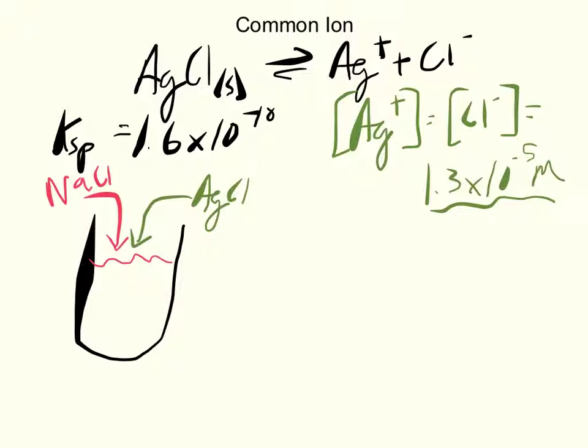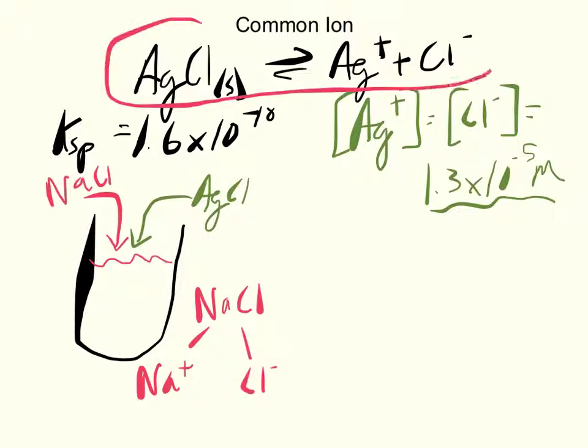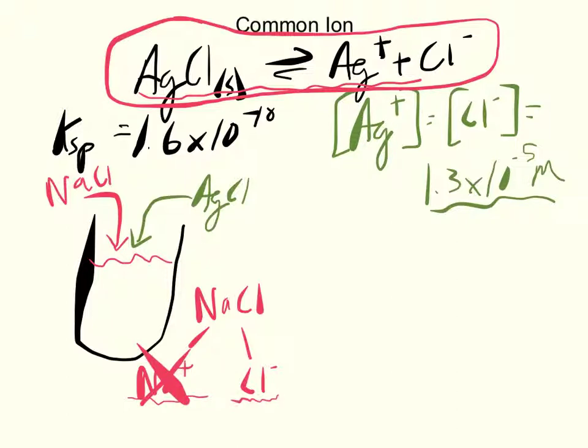What's going to happen? Well, NaCl is going to dissociate into two ions, Na+ and Cl-. Is that going to affect this equilibrium? If so, how? Well, Na+ doesn't appear anywhere in this reaction, so Na+ plays no role. But Cl- is totally present as a product. This is a common ion from NaCl and AgCl. They have a common ion. So by adding Cl-, essentially what we're doing is we're adding extra product.